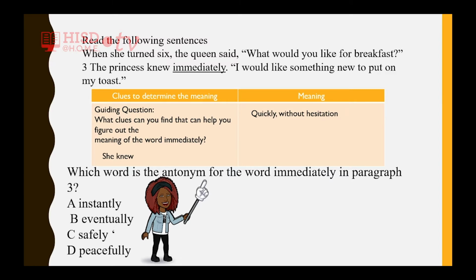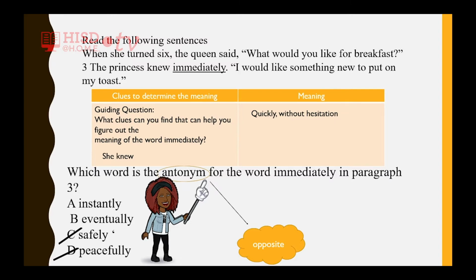So which word is the antonym for the word immediately in paragraph 3? So if we're looking, antonym, again, we know means opposite. So we want to determine which one of these answer choices is the opposite of immediately, which is quickly and without hesitation. I eliminated answer choice C, safely. To me, that's not the opposite of immediately. Safely has nothing to do with her doing it quickly or without hesitating. And I got rid of peacefully. So I had A, instantly, and B, eventually.